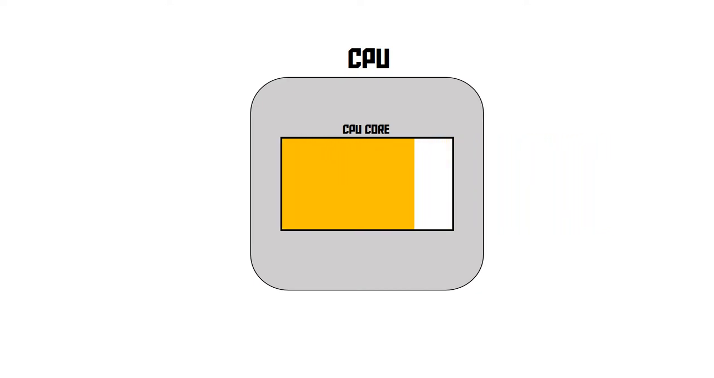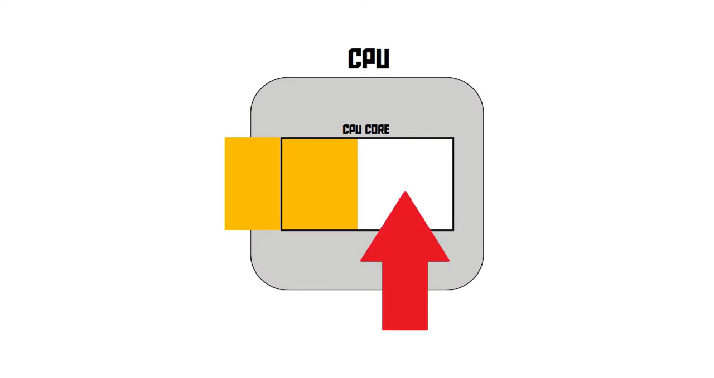If I pause the animation right now, you can see what I'm talking about. This part of the CPU core has apparently completed its task and is now doing nothing. It's just sitting there waiting for the next thread to come. It's wasting time. This is where SMT comes in.